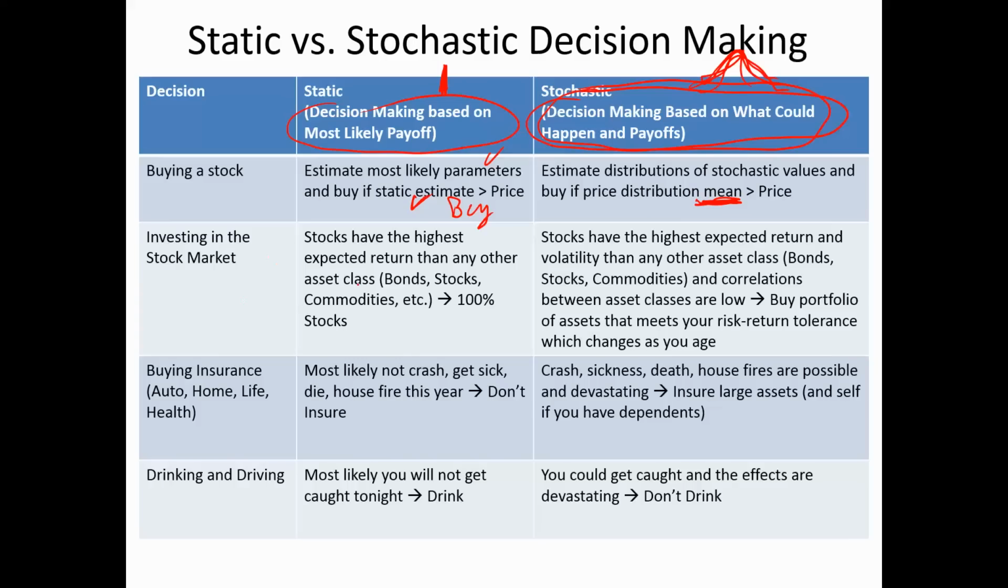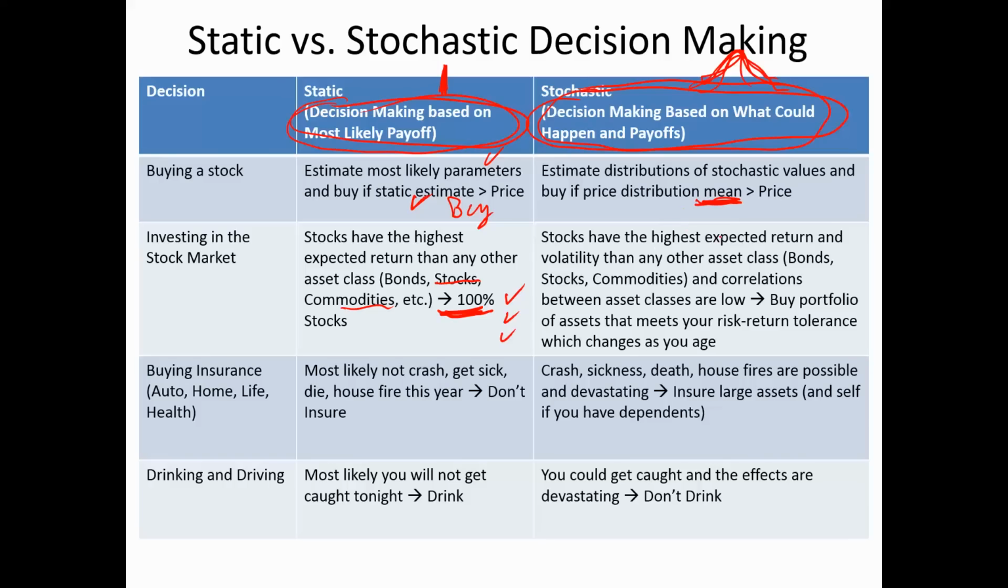So another example of using static versus stochastic decision making is if you simply use static decision making and look at historical returns on stocks, they're higher than every other asset class, say bonds, cash, commodities. So if you're only looking at the most likely outcome, I expect, say, stocks to have an expected return of, say, 8 or 9 or 10% a year. That's higher than every other asset class. I would simply buy stocks and hold them all of my life because that's the most likely outcome.